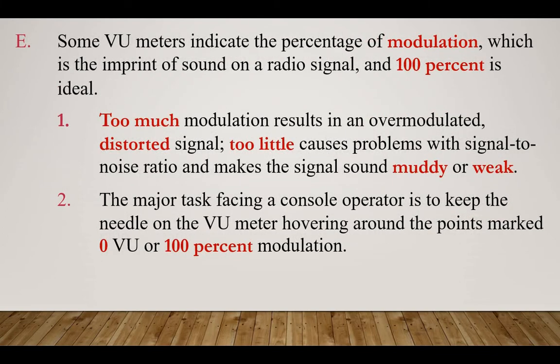Some VU meters indicate the percentage of modulation, which is the imprint of sound on a radio signal. 100% in this case is ideal. And again, there's problems if we're not watching our modulation. So for our purposes, think of modulation just as a different way of talking about VU levels, where modulation we're basing on 100, whereas on a normal VU, we're talking about 0. Too much modulation results in an over-modulated, distorted signal. Too little causes problems with signal-to-noise ratio and makes the signal sound muddy or weak.